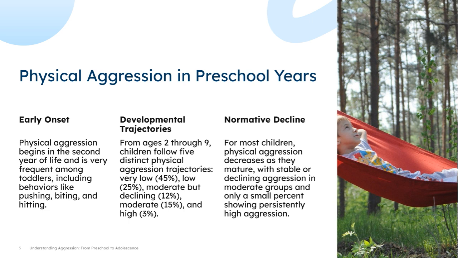This decline means that while some children show stable or decreasing aggression, only a small percentage continue with persistently high aggression. Recognizing these patterns is crucial because it helps us identify which children might benefit from early intervention to support healthier social development. The image here of children relaxing together reflects this key developmental period we're focusing on.